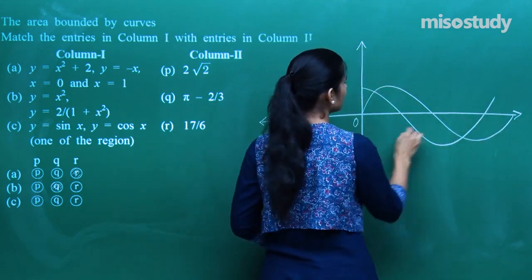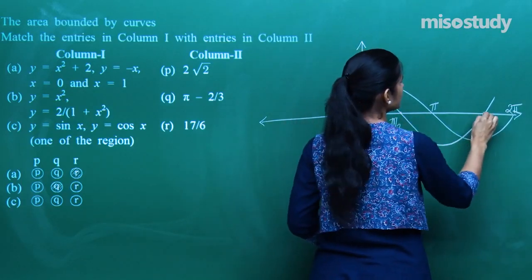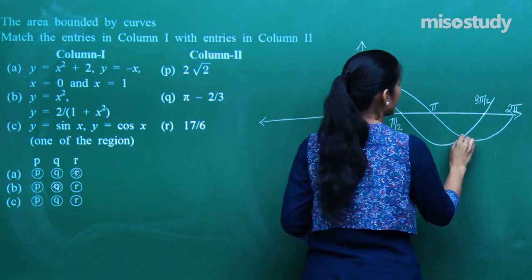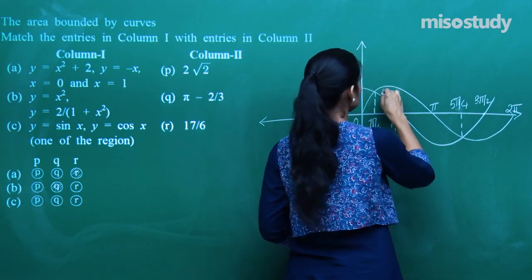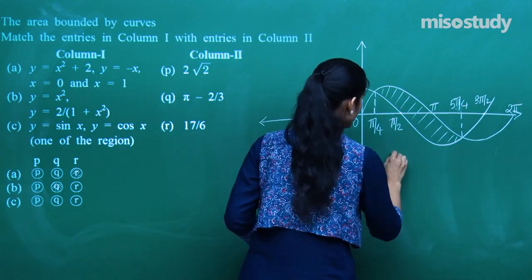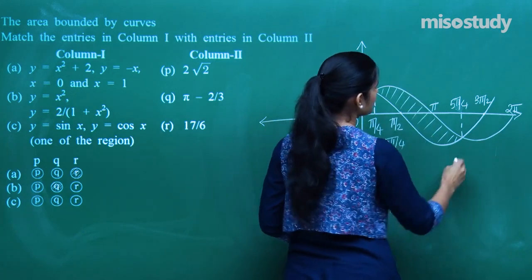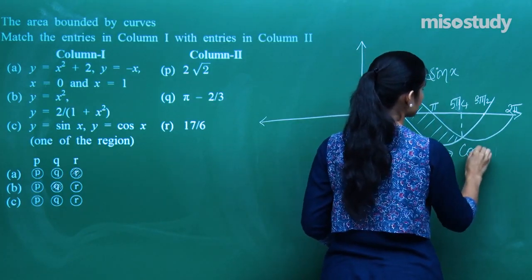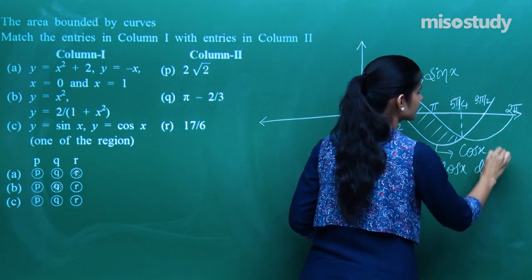Now here you know this is 0, this is pi, and this is 2 pi. You know this is pi by 2, this is 3 pi by 2. Where these two intersect is actually pi by 4 and 5 pi by 4. You need to talk about this area. Okay, just one of the regions. So here you know this area is nothing but pi by 4 to 5 pi by 4. Upper one is what? This is sin x, and the lower one is actually cos x. So you get sin x minus cos x dx.